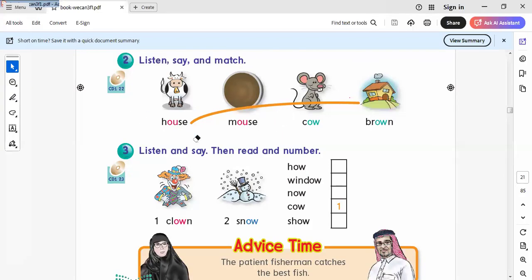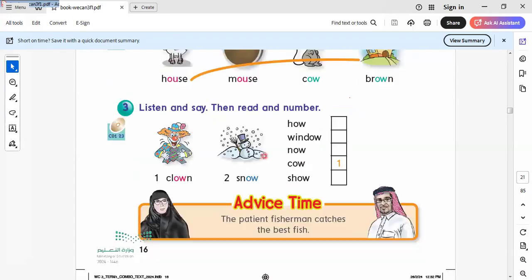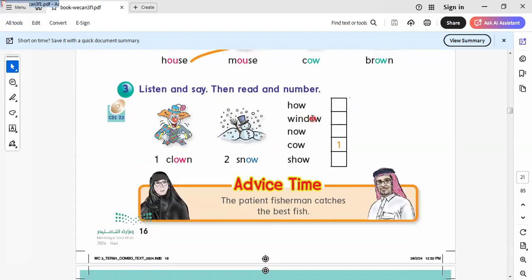Here is O here. Listen, say and match. House, brown. Here is cow and mouse. Here we have W-O, here is the pronunciation. Listen and say, then read the number. Here is okay. Now, here is cow, show.